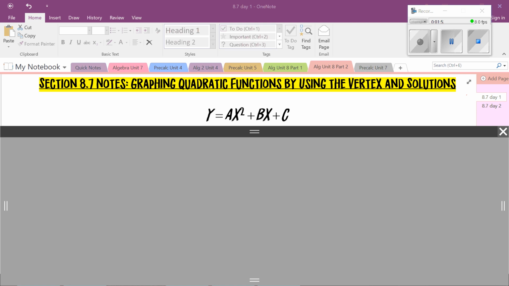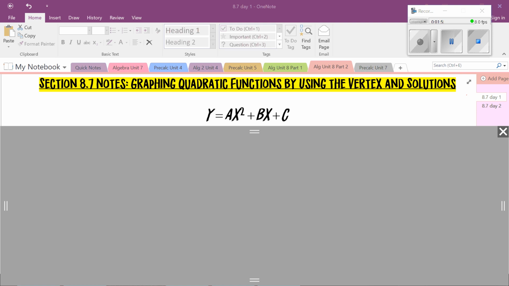Now, earlier in the chapter, we set these equal to 0, but since we're graphing in the coordinate plane, you need y's and x's so that you can graph your ordered pairs, x comma y. So instead of setting it equal to 0, you're going to see that it says y equals.